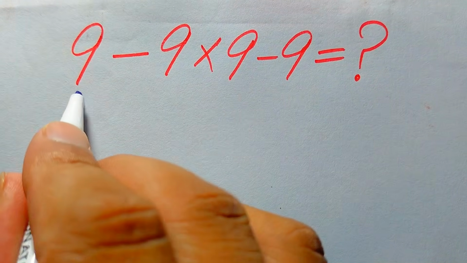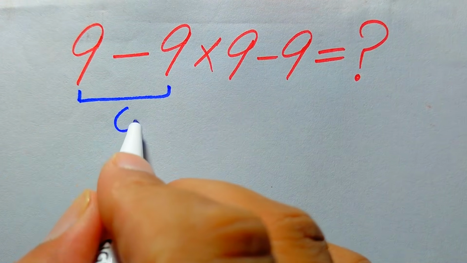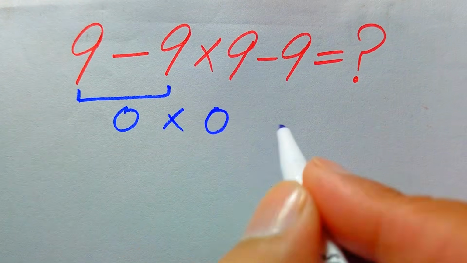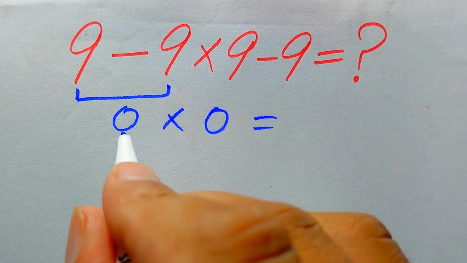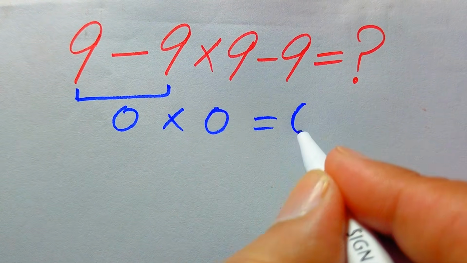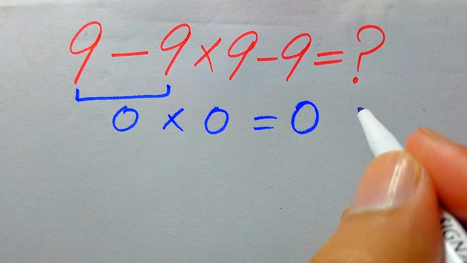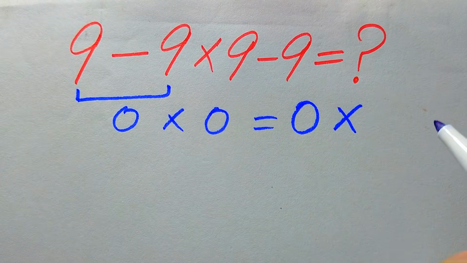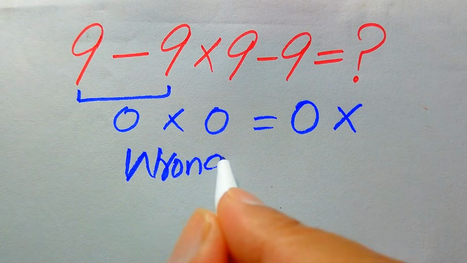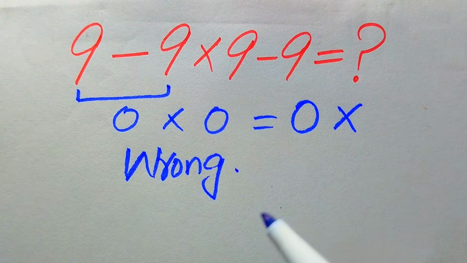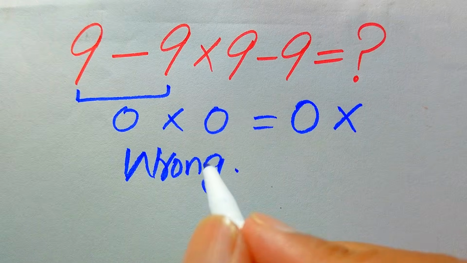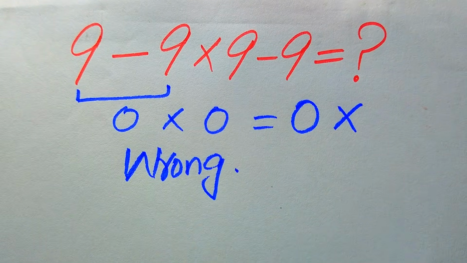Here 9 minus 9 equals 0, times 9 minus 9 equals 0, and here we multiply 0 with 0 and we get 0 times 0 becomes 0. So this is our wrong answer, or these are the wrong steps to solve this problem. Okay, if you do these steps in the exam, you will be given 0 marks. So this is a completely wrong way to solve this problem.